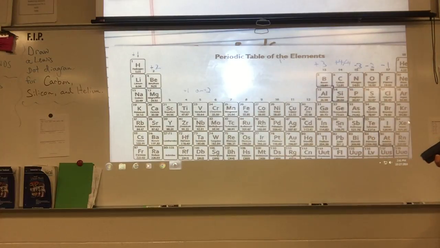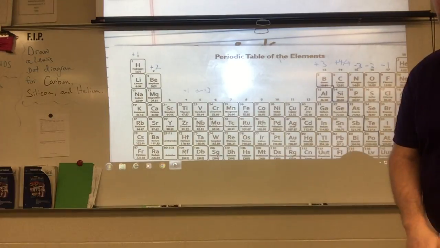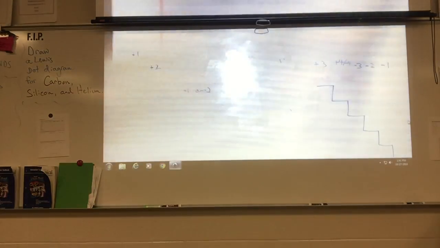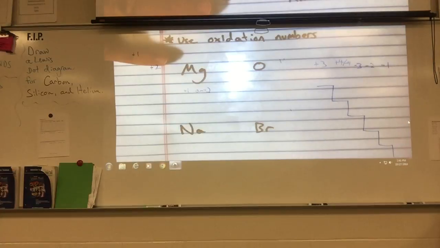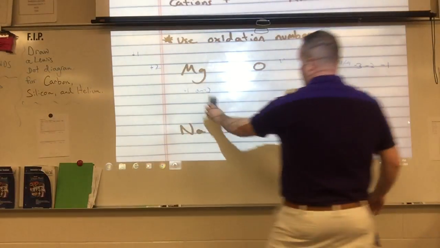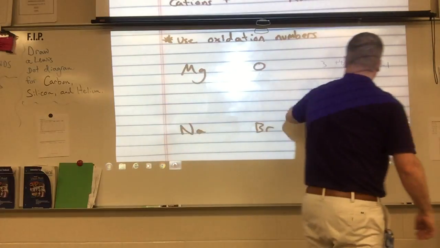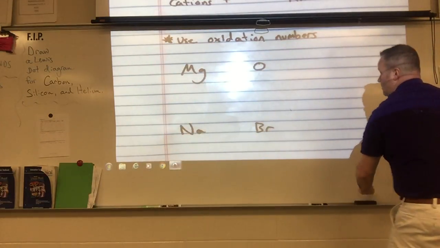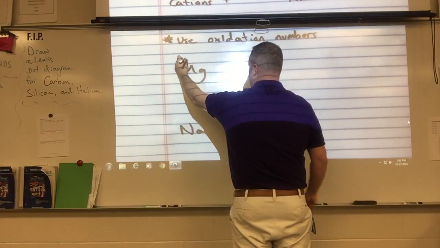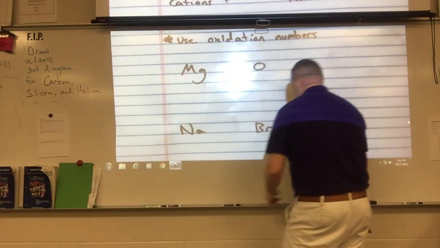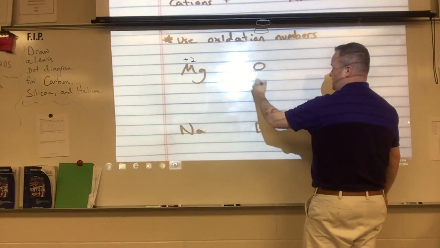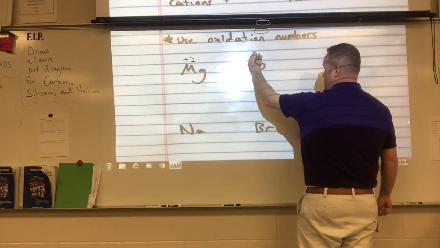So if we want to look at what kind of bonds will take place between these ions, we're going to look at the oxidation numbers for different elements. So here I have magnesium and oxygen. When they come together, remember magnesium's in group 2, it's going to have a positive 2 ion. Oxygen's in group 16, it has a negative 2.